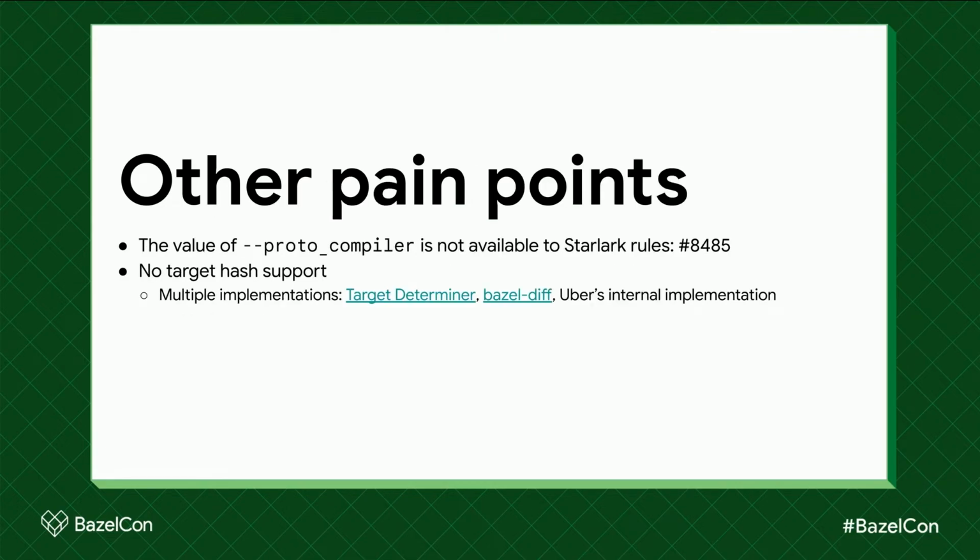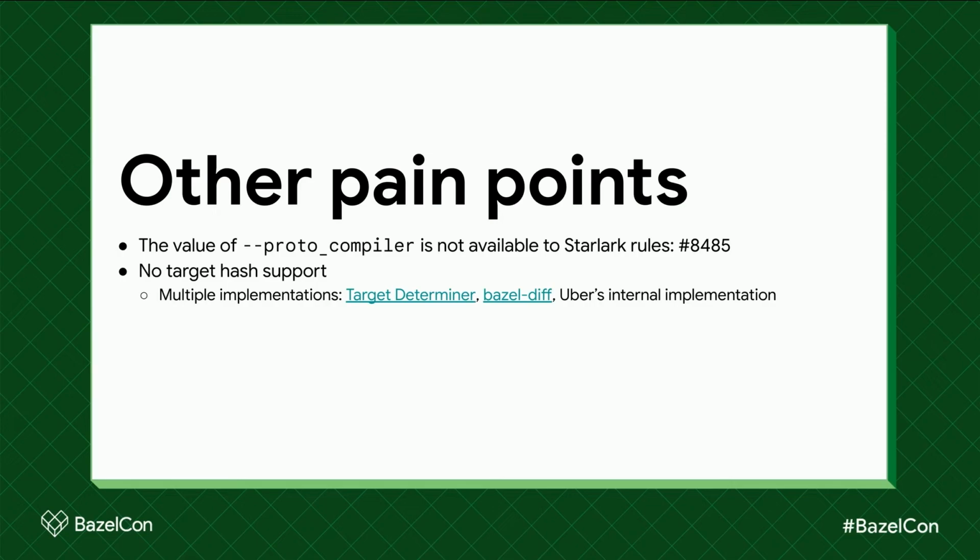Other pain points. One is that the proto-compiler flag from Bazel is actually not available to the Starlark rules. So if we want to use a different proto-compiler other than the default compiler from rules_go, we will have to maintain an internal patch to rules_go. And a lot of people already mentioned that the default proto-compiler will often recompile from the source, which slows things down. And so we actually want to have a pre-compiled proto-compiler.